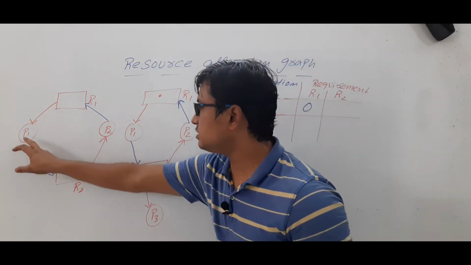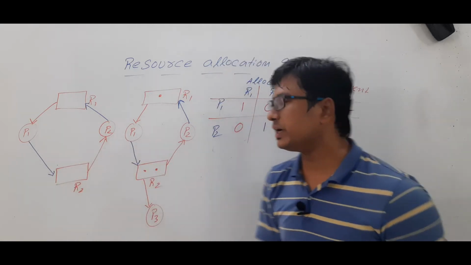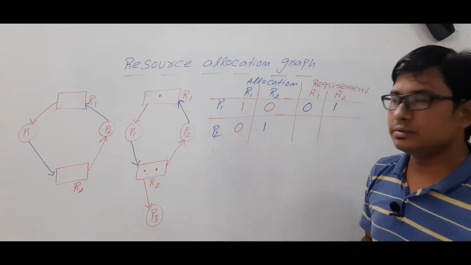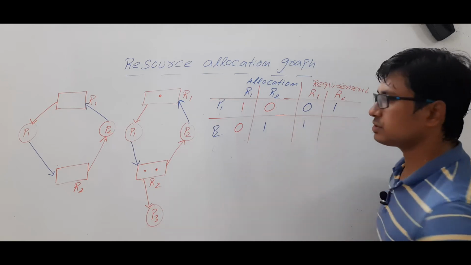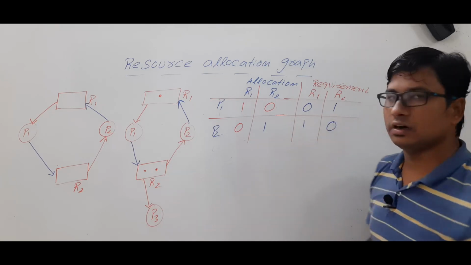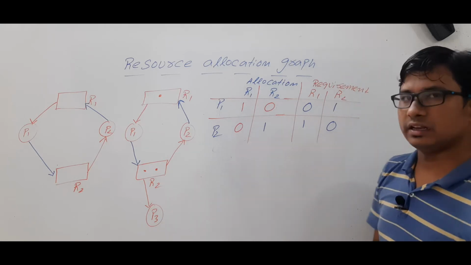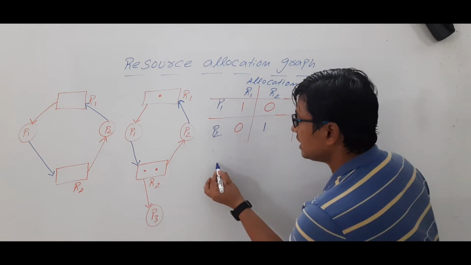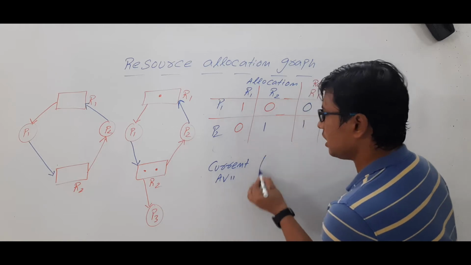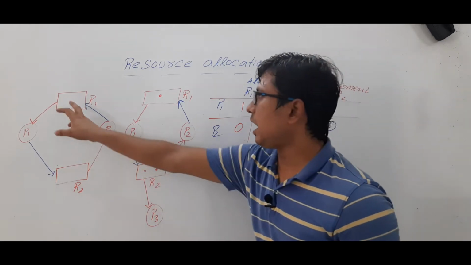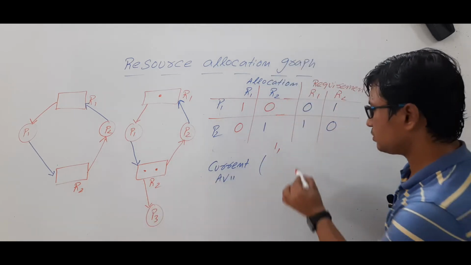Look here, there is an edge from P1 to R2. It means that process P1 is requesting one instance of resource R2. Similarly, process P2 is requesting one instance of resource R1 and it is not requesting resource R2. Is it clear? So we got the allocation matrix and the requirement. Now we will find the current availability of resource R1 and resource R2. Look here. We have one instance of resource R1 and one instance of resource R2.